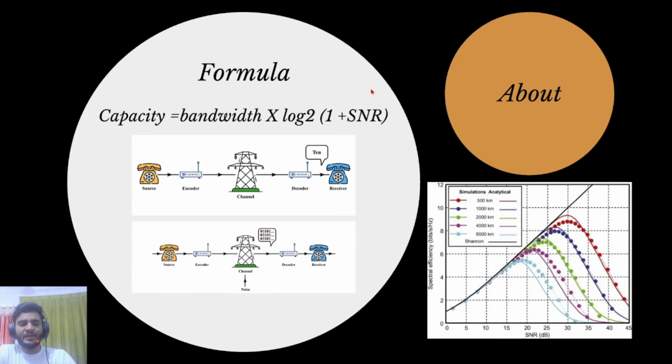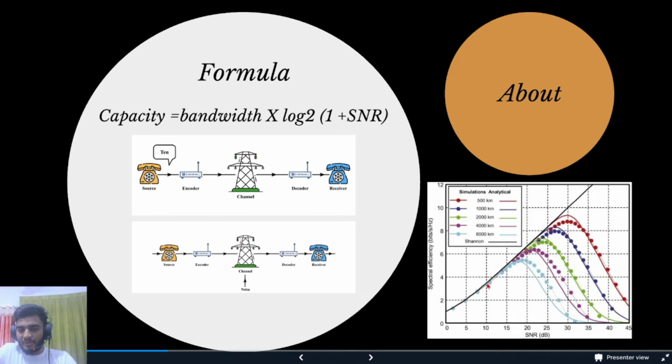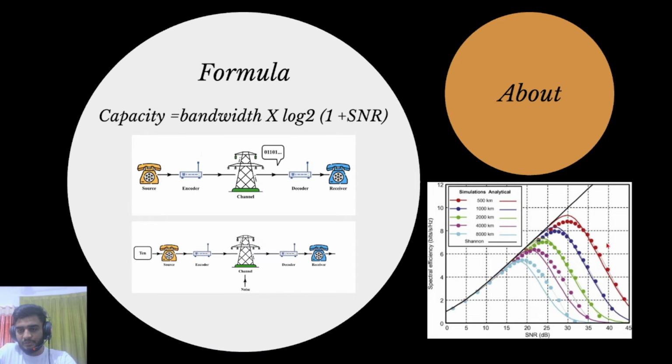In other words, we can say that it sets the upper bound over how fast information can be transmitted over the wireless link. And as we saw before, there is no way to exceed this limit. As we can see in the graph here, the limit cannot be exceeded.